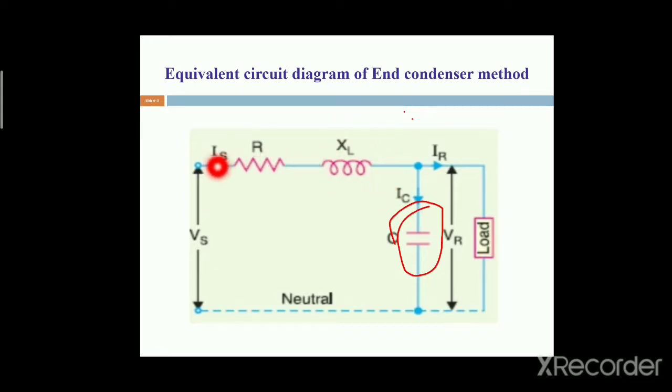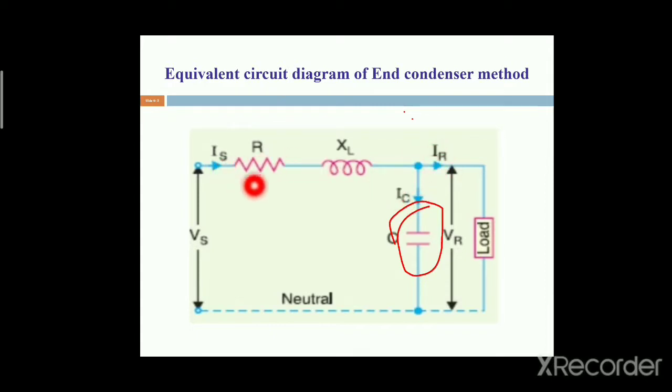Next, coming to this sending end current, at the junction point this current is divided into two parts. At the node, by applying KCL, what is the KCL? The entering currents will be equal to the leaving currents.